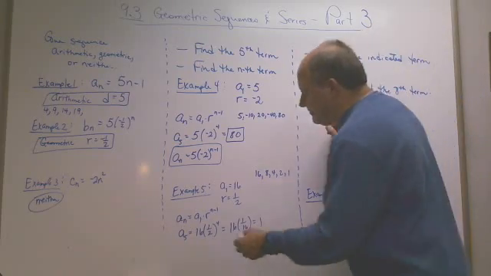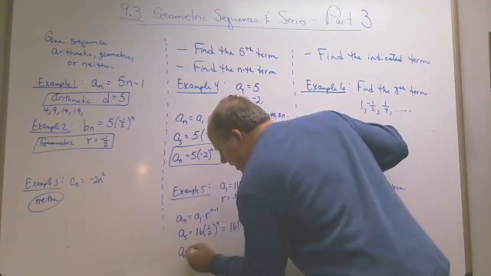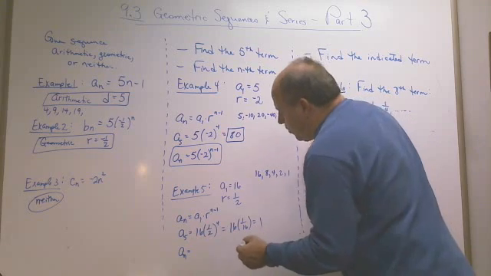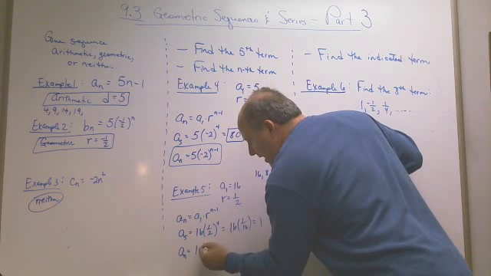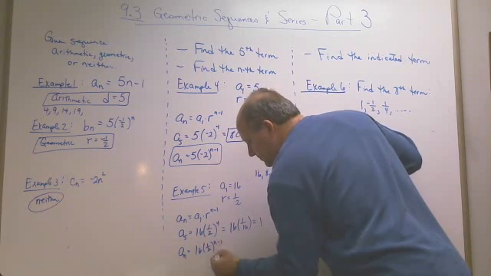Now, the formula, just plug in what you know. A sub n equals a sub 1, which is 16, times 1/2 to the n minus 1.